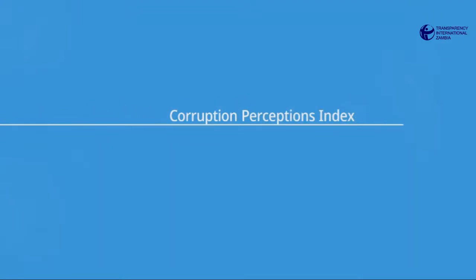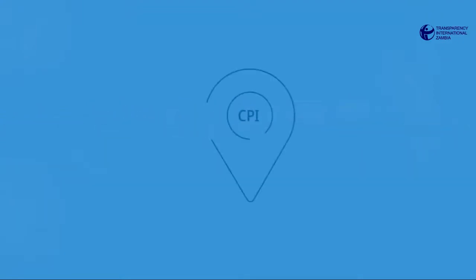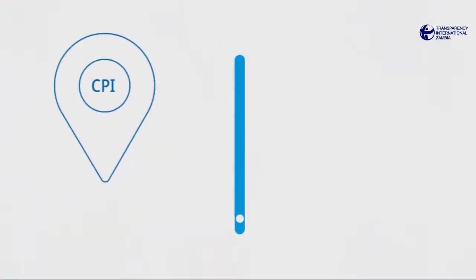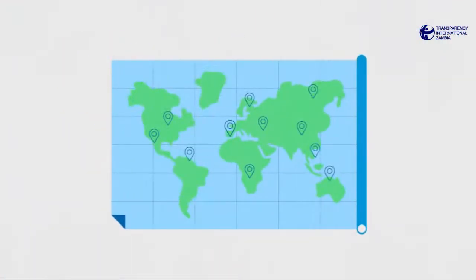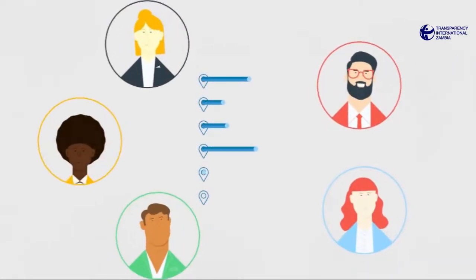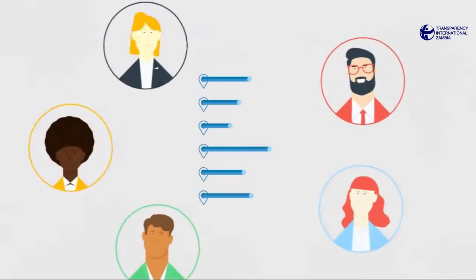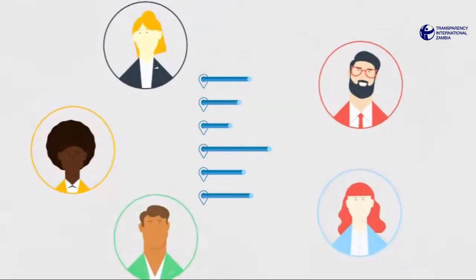The Corruption Perceptions Index, also known as the CPI, scores and ranks countries around the world based on how corrupt their public sector is perceived to be. The scores reflect the views of experts or surveys of business people, not the general public.